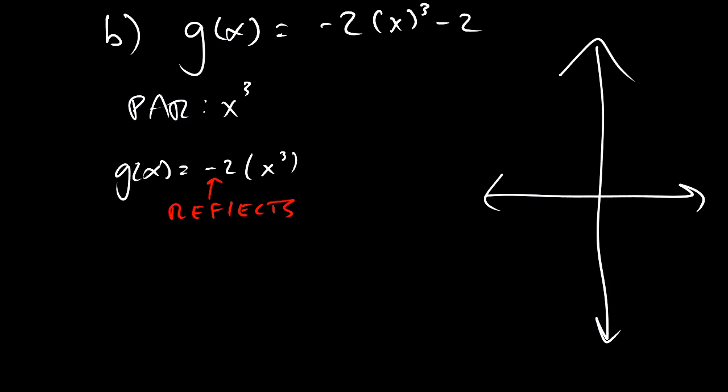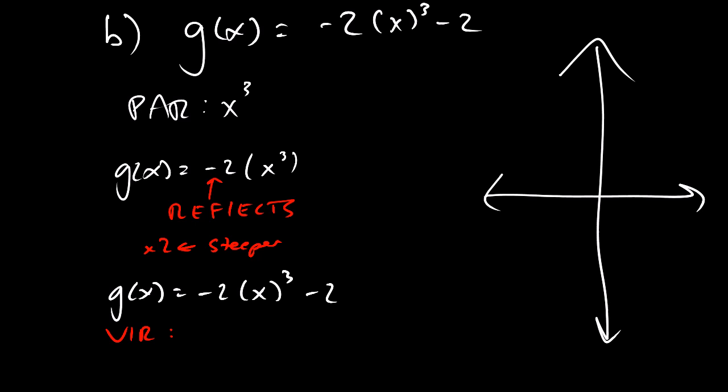And then the 2 times 2 is going to make it either shallower or wider. Do we remember which one? I'm sorry, steeper or shallower. It's going to make it steeper. And then the last part, minus 2 is going to be our vertical. We're moving down 2. So down 2.